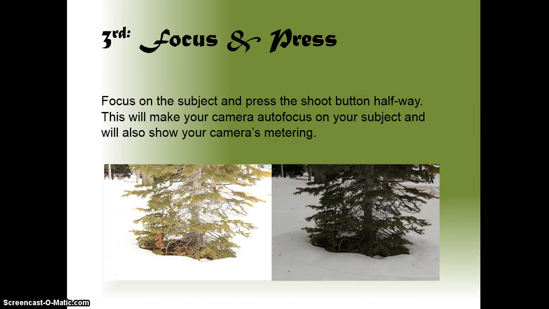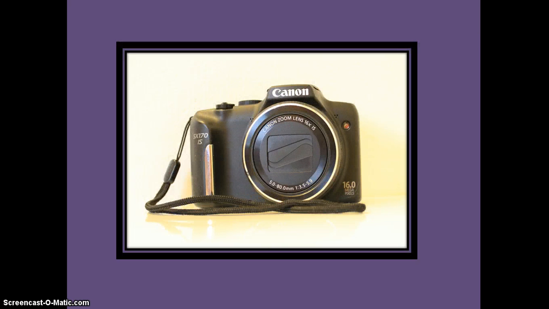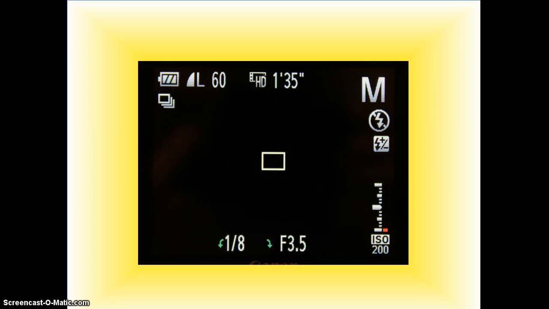Okay, now we need to go into autofocus. To go into autofocus, you press halfway down on the shoot button. To go into autofocus, you'll also go into your camera's metering. Okay, so we're going to talk about metering. I'm going to be using my Canon PowerShot as an example.